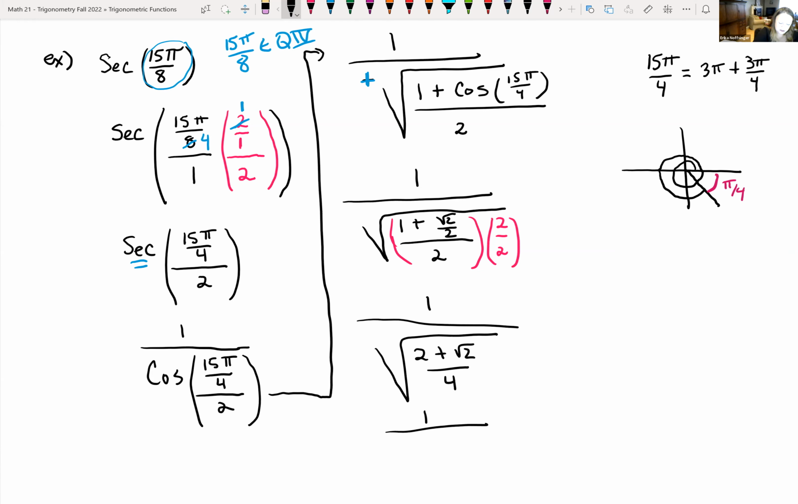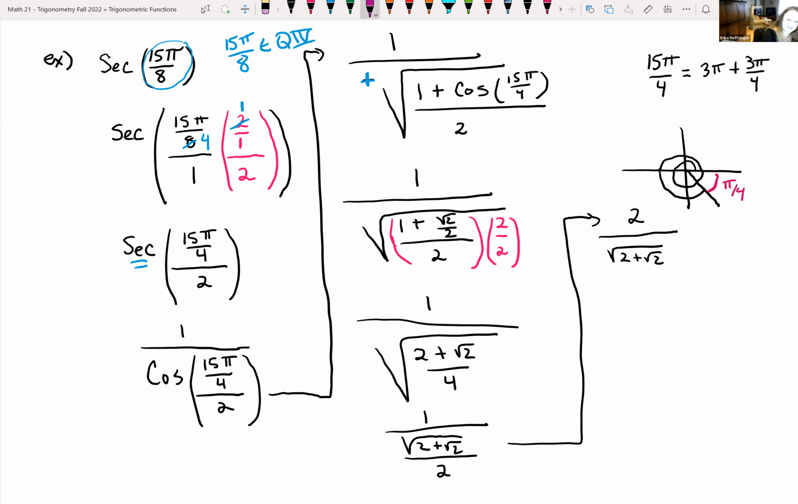So this is 1 all over root 2 plus root 2, all over square root of 4, which is 2. So invert and multiply. So we get 2 all over the square root of 2 plus root 2. So rationalizing the denominator. Notice it's only one term right now in the denominator, that main radical. So we're going to multiply by that main radical, root 2 plus root 2, all over root 2 plus root 2.